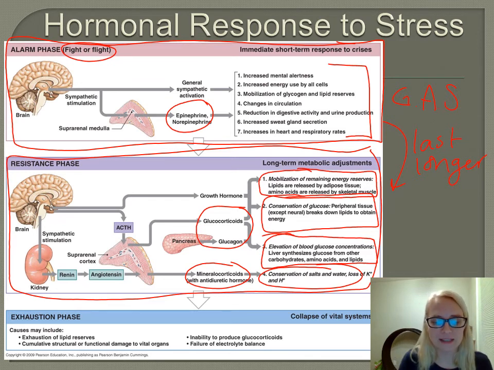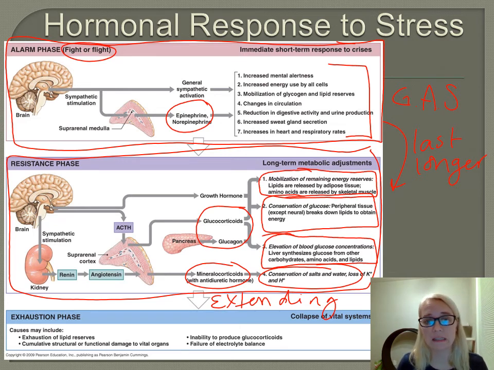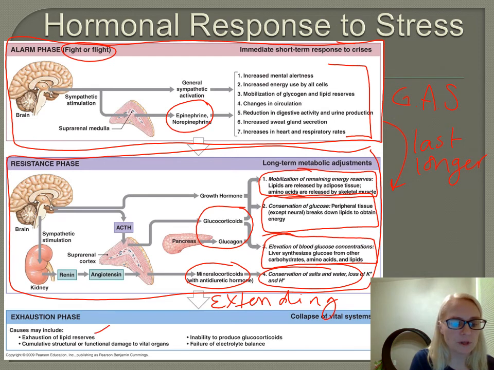But if that is extending for too long, if you're on a deserted island with no food, or stranded in the desert with no food, or in a war, a refugee with only contaminated water and disease and no regular supply of food, you're eventually going to die. This is called the exhaustion phase. You've used up all of your lipids. You don't have any more fat reserves.